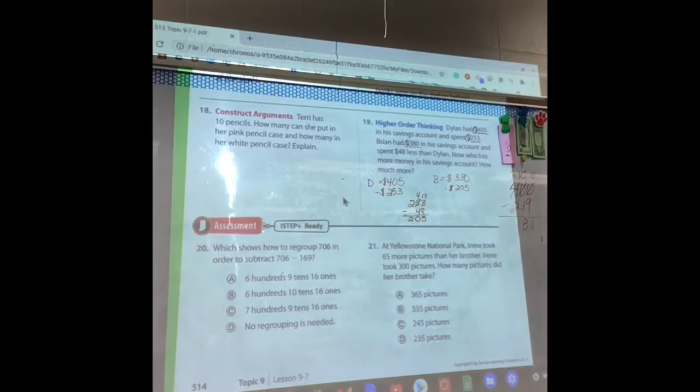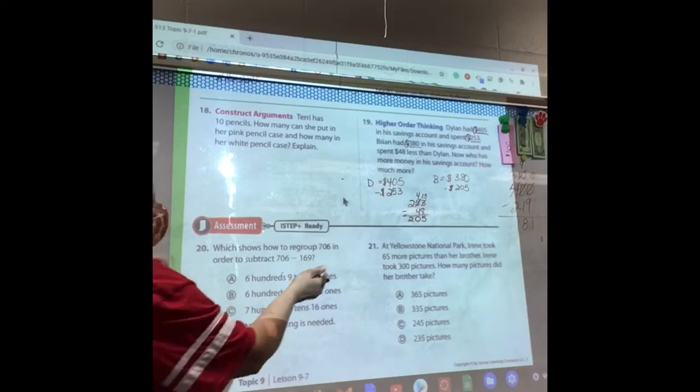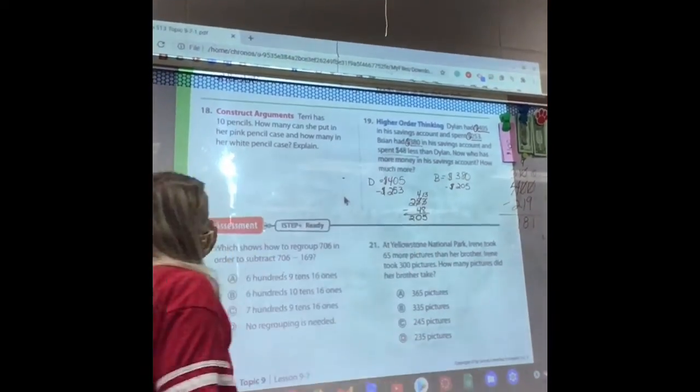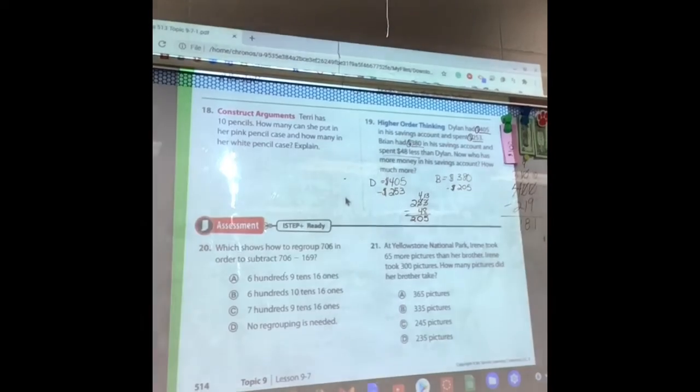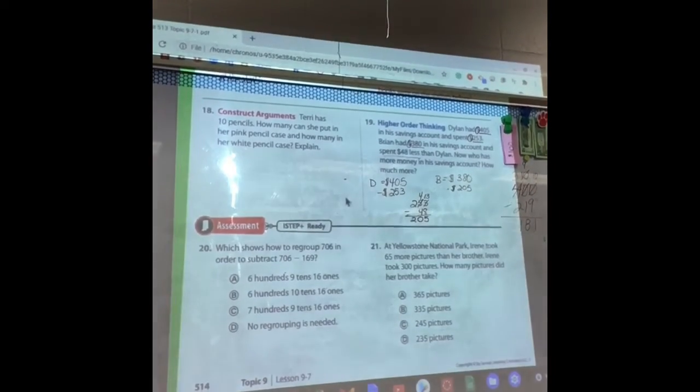Okay. Let's see if we finished. Now we have to keep reading because we didn't even get all the way down, okay? We got here and kind of lost our way. It says, now who has more money in his savings account? How much more? That's 2 things. So how are we going to solve that?